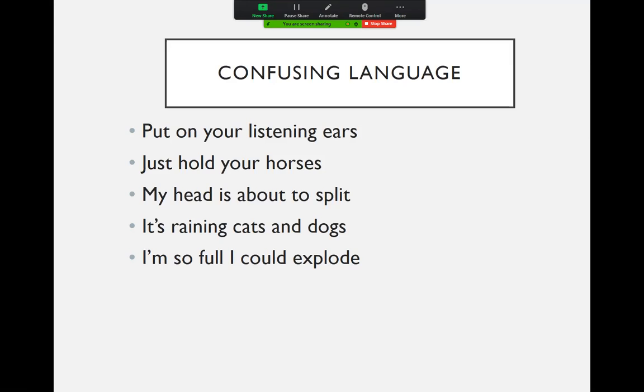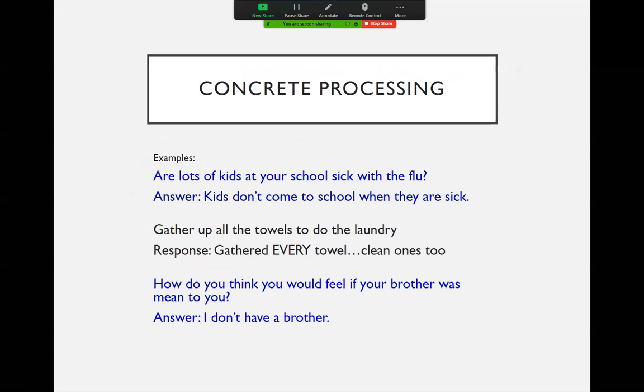Or I'm so full I could explode, because then they're going, holy cow, I better move because something gross is fixing to happen. She's fixing to explode. And so some of the concrete processing that goes right along with that very concrete language, and these are, me throwing mine under the bus here, my kiddo, here's some of the things that he said one day last year in flu season. I said, are a lot of kids at school sick with the flu?